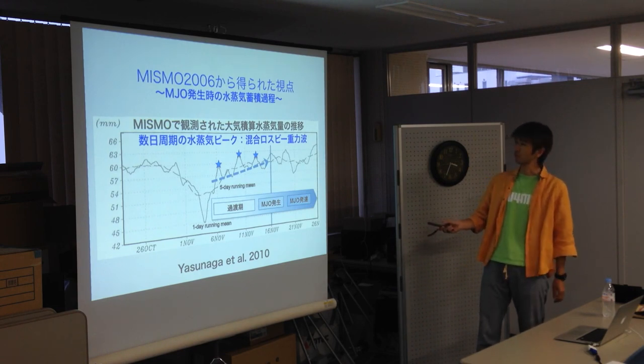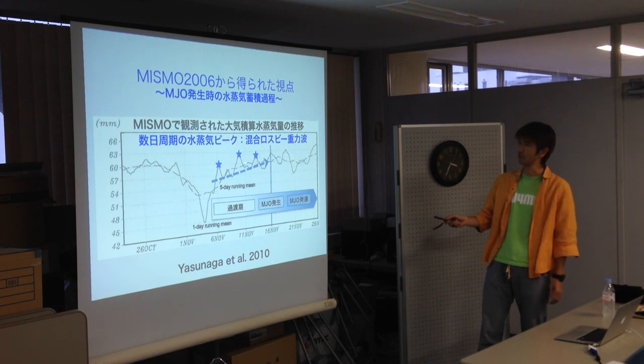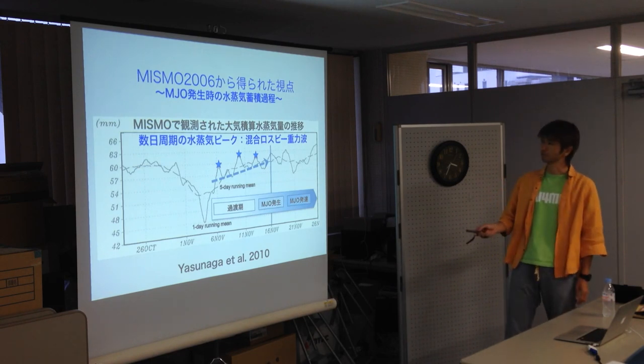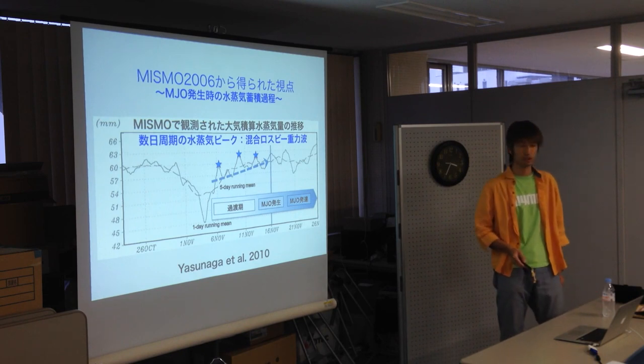So we can see that there are several peaks of precipitable water before, about 10 days before here. And they have a few days periodicity. So he speculated it is due to mixed Rossby gravity waves.